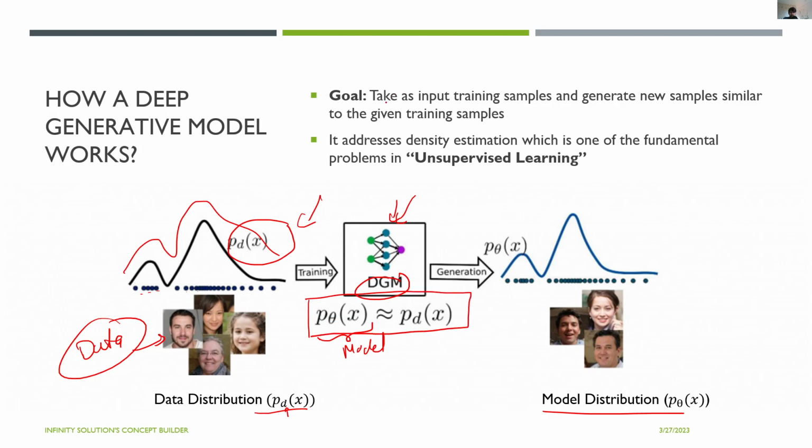So the goal should be to take input training samples and generate new samples that are similar to the given training samples. In unsupervised learning, there is in fact a fundamental problem of density estimation. We also call this density or probability distribution or probability density, so there are different terms. It is one of the fundamental problems in unsupervised learning, and it is being addressed by deep generative models. So again, I'll repeat that the end goal is to learn this distribution.